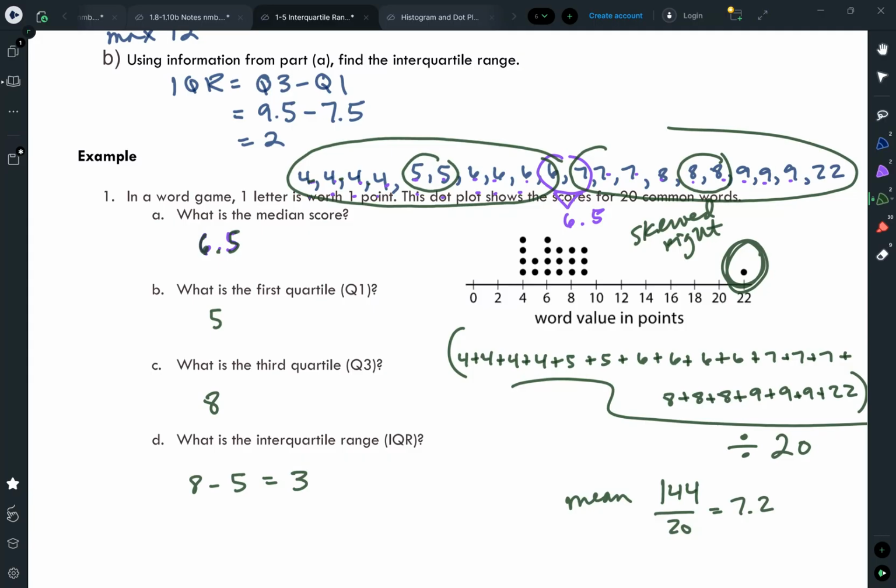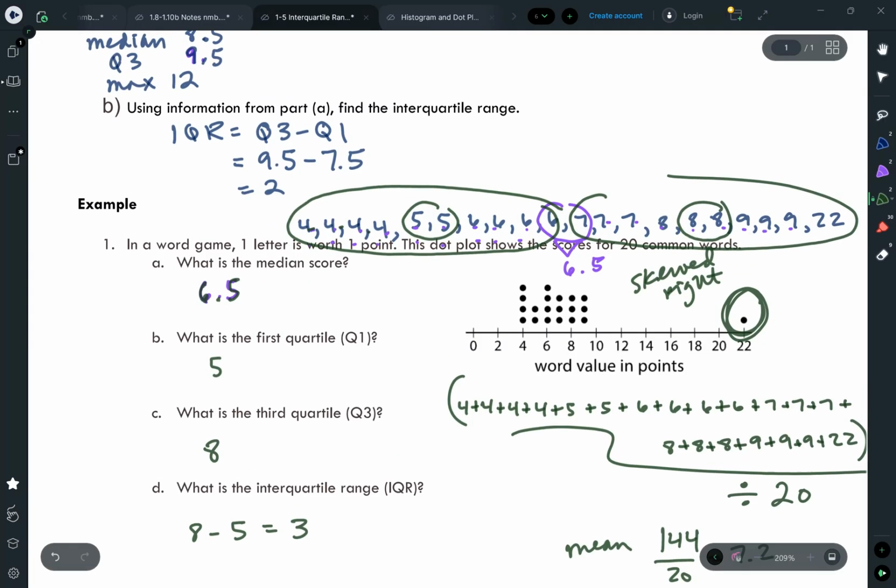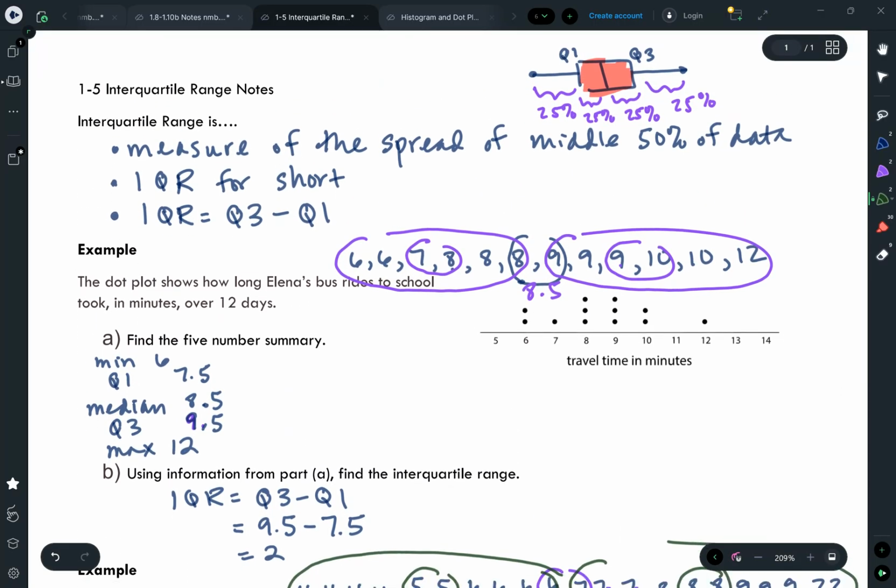So hopefully you understood interquartile range. I still think the 5-number summaries are kind of tricky. We'll look at more data sets for that so you get to practice. And as always, if you need help, please make sure you ask.